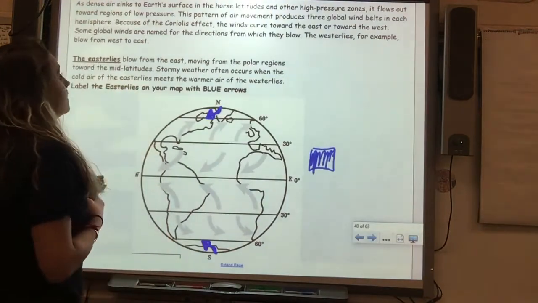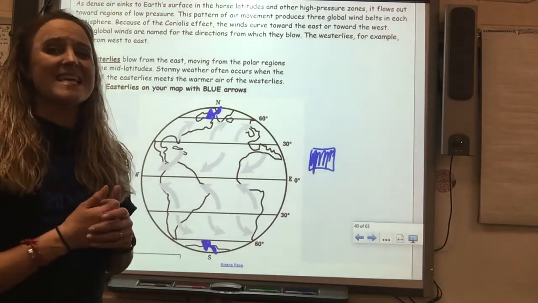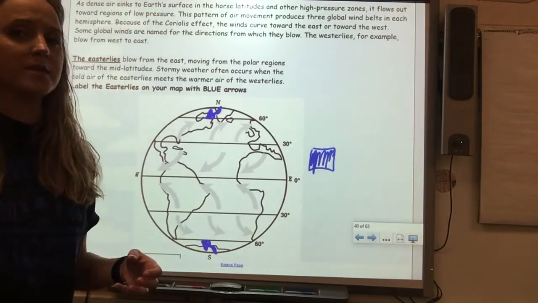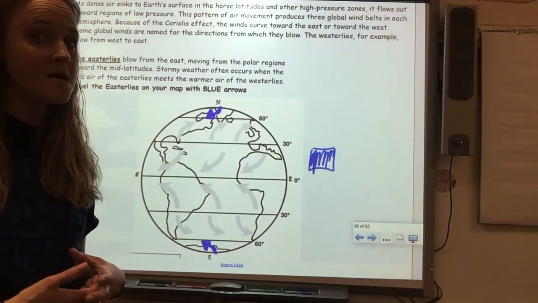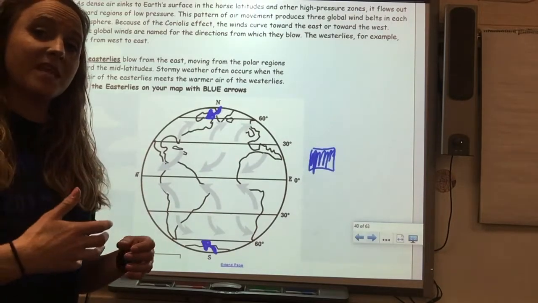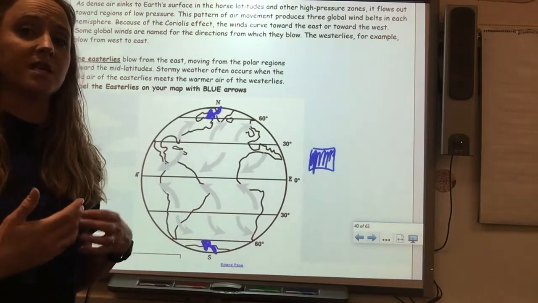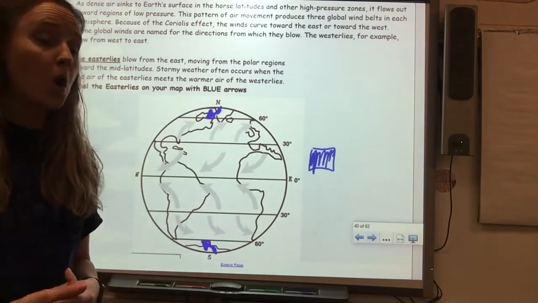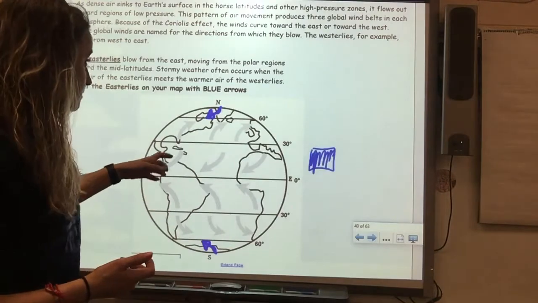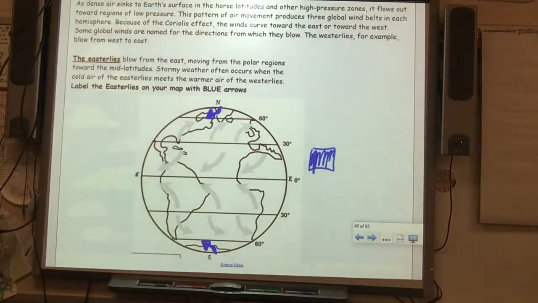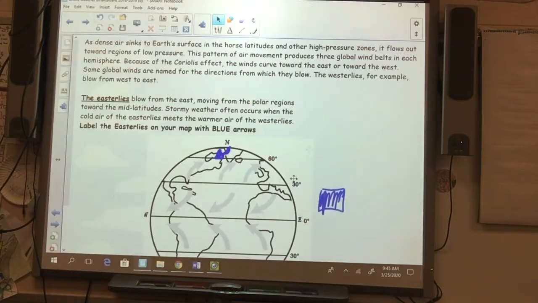Okay? So the first one is the easterlies. And in this case, we're calling them the polar easterlies because they are coming from the poles, and they're coming from the east and moving towards the west because winds are named for where they come from. So the polar easterlies, we are going to mark with blue on our sheet, and I will show you that.